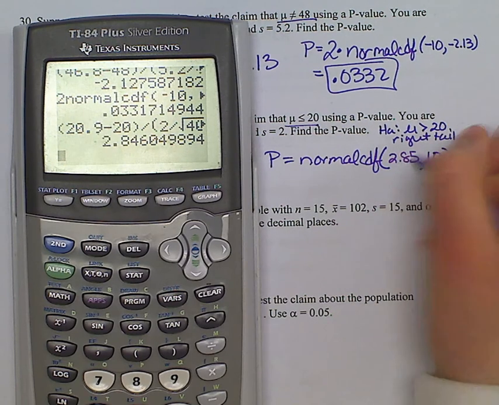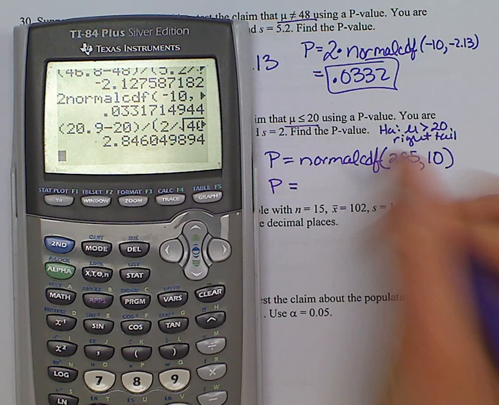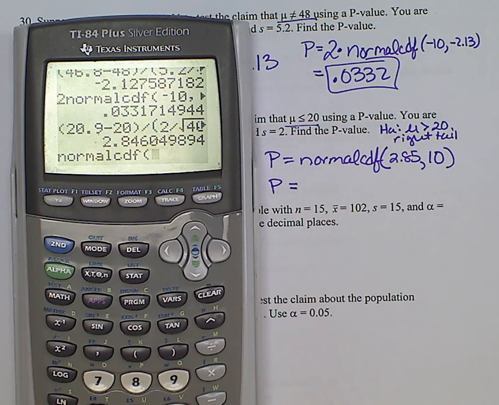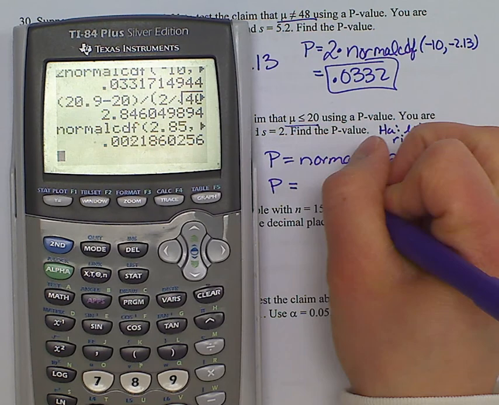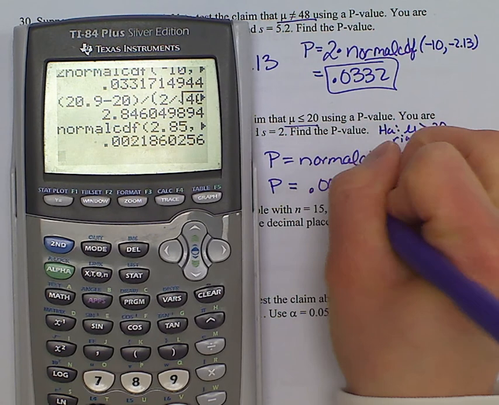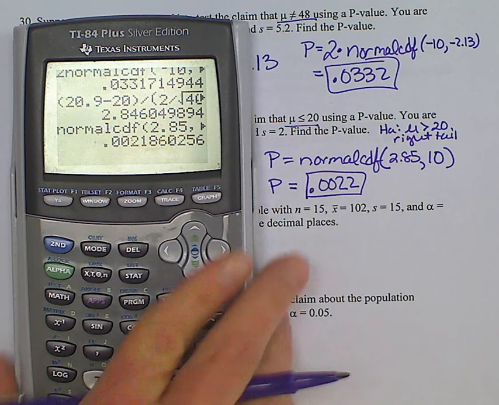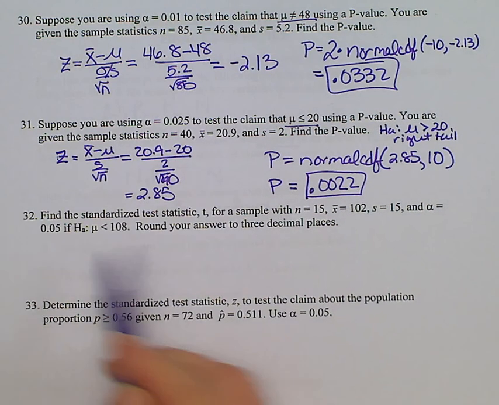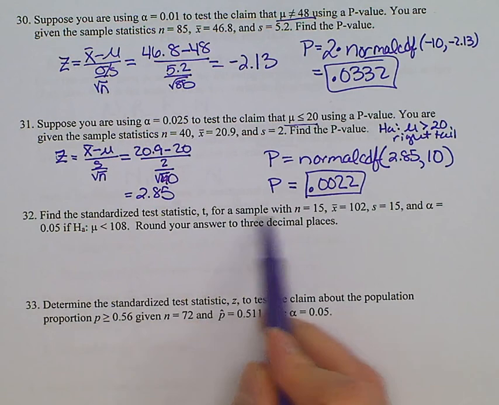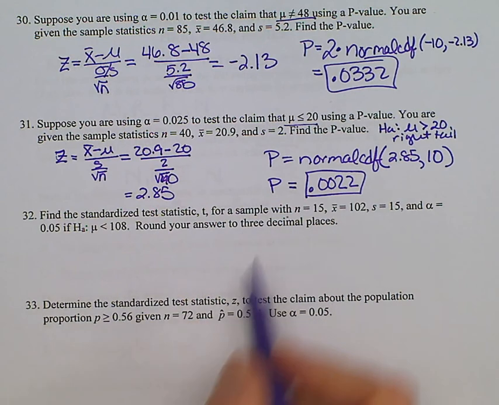Now we find our p-value by doing normal CDF, 2.85 to 10. And our p-value is 0.0022. Number 32. Find the standardized test statistic for a sample with the following. Round to 3 decimal places.